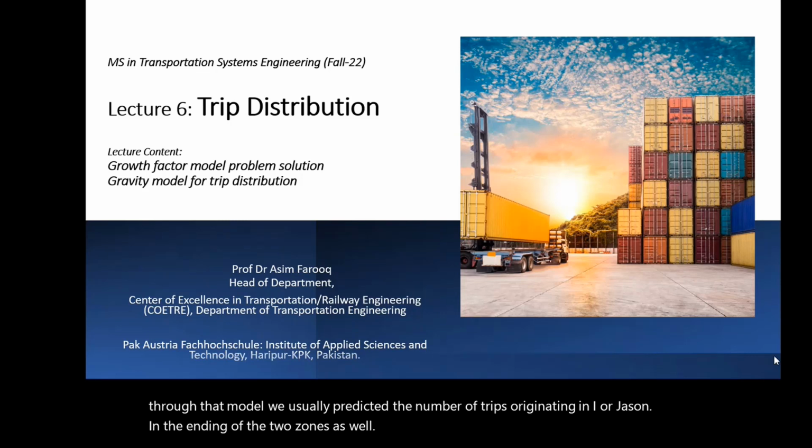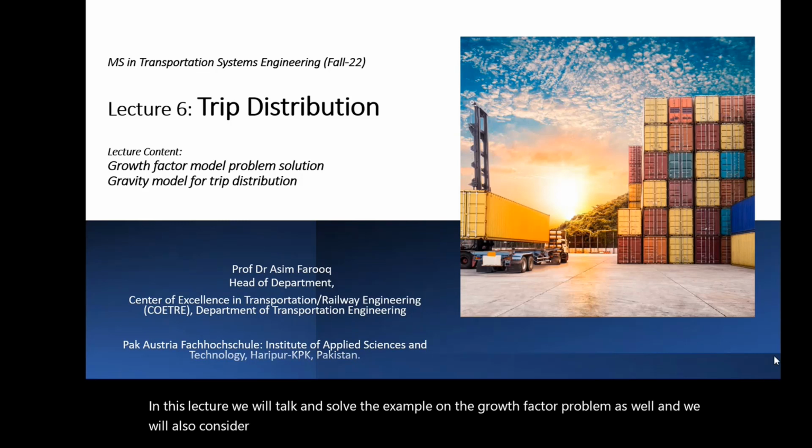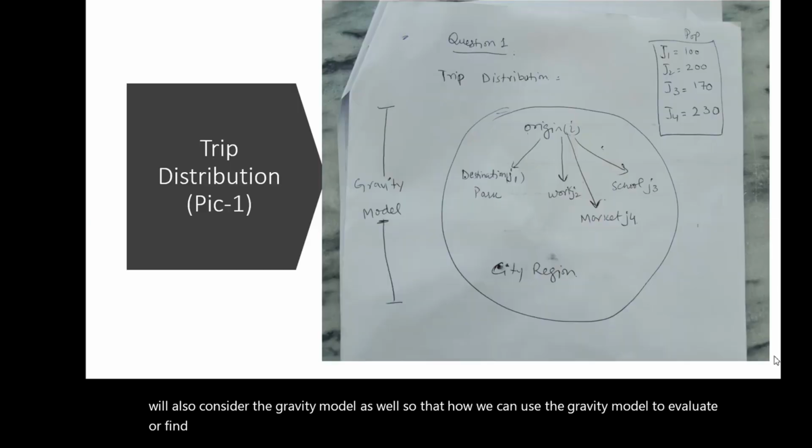In this lecture, we will talk about and solve an example on the growth factor problem as well. And we will also consider the gravity model, so that we can see how to use the gravity model to evaluate or find out the trip distribution.